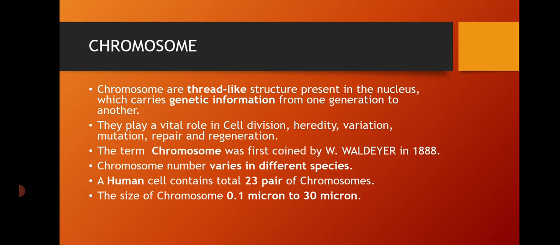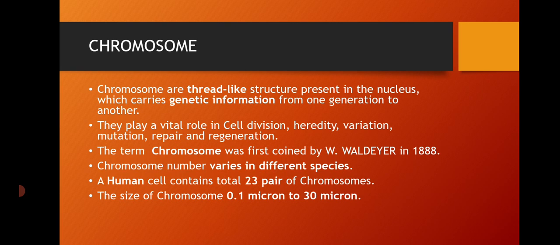Chromosomes are thread-like structures present in the nucleus, which carry genetic information from one generation to another. They play a vital role in cell division, heredity, variation, mutation, and also repair and regeneration. Each chromosome is made up of tightly coiled DNA around proteins called histones that support its structure. The word chromosome means colored body, referring to its staining ability with certain dyes.